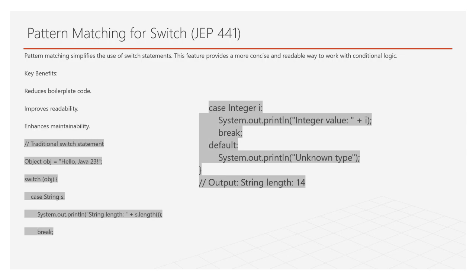So traditionally we used to use the Java switch like this. Now if you see the switch case, the string is there, now the integer is there, now the default is there, now the output is 14, right? So that's the enhancement we get with the help of pattern matching with respect to the switch case.